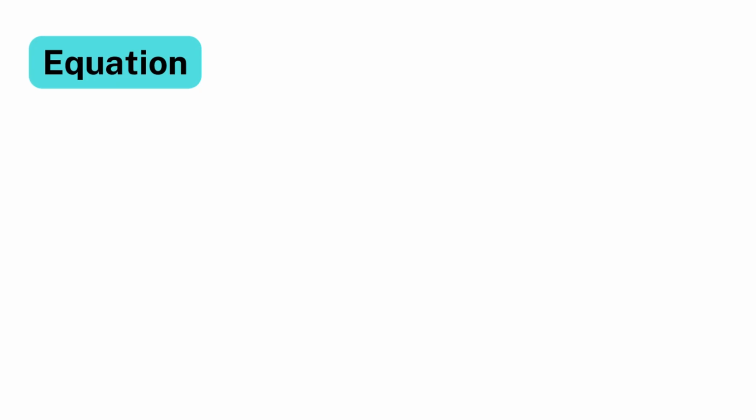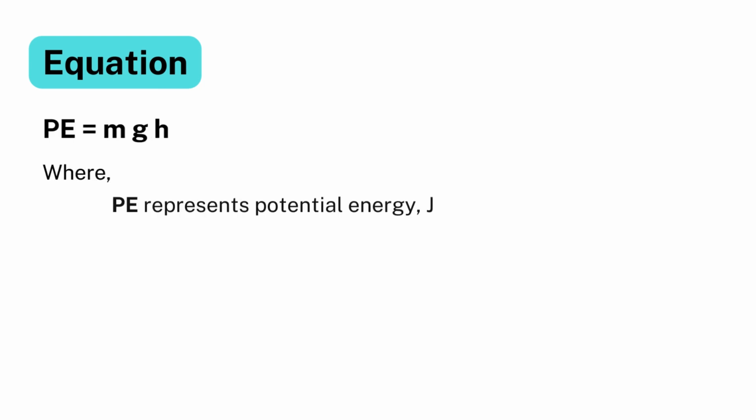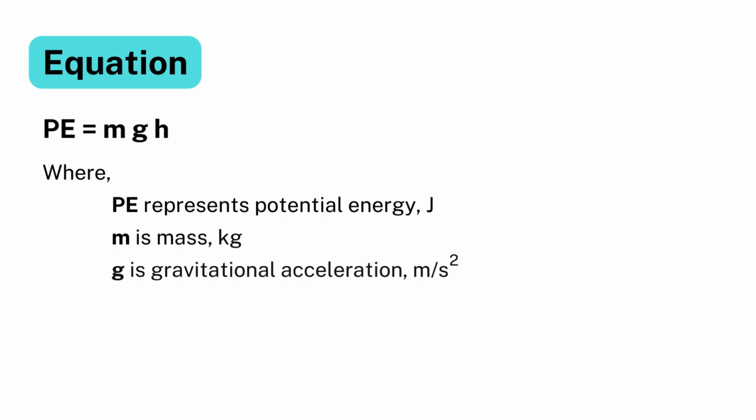The potential energy equation is commonly expressed as PE = mgh, where PE represents potential energy, m is mass, g is the gravitational acceleration, and h is the height. This equation helps calculate potential energy in a system based on mass, gravitational acceleration, and height. Let's solve some practice problems to better understand the potential energy equation.